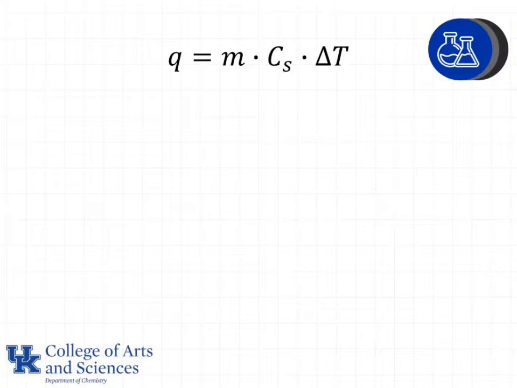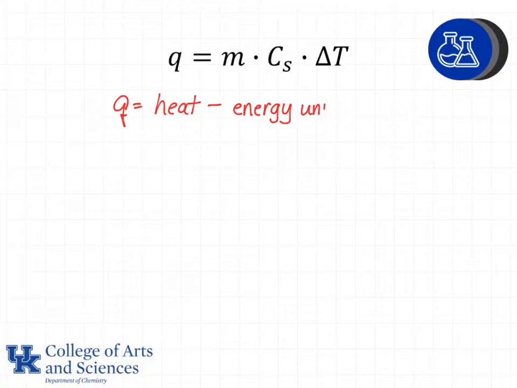Let's look at the equation that relates heat to the specific heat capacity. We have Q equals m times Cs times delta T. Q is the heat, and so this is energy, and so it has some unit of energy associated with it, which could be joules, kilojoules, calories with a little c, or Calorie with a big C.